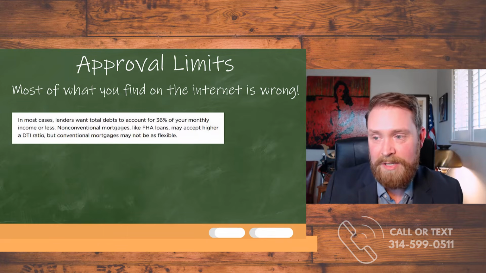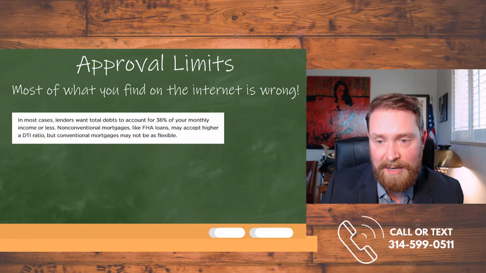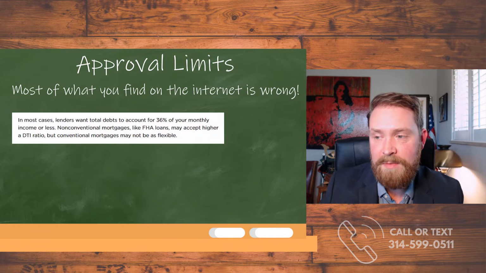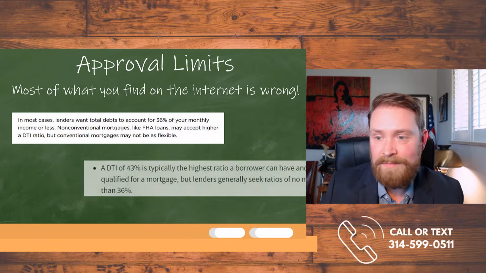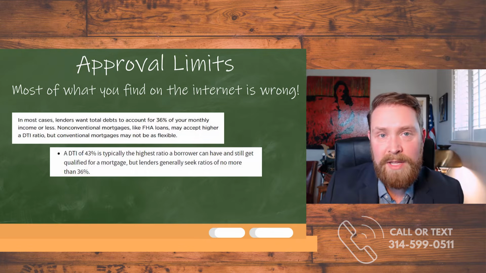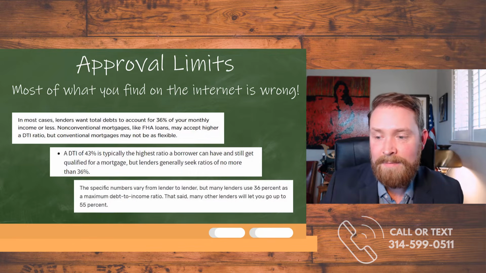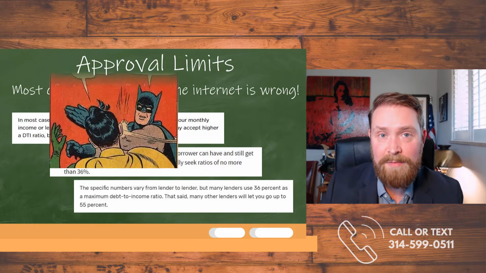In most cases, lenders want total debts to account for 36% of your monthly income or less. Non-conventional mortgages, like FHA loans, may accept a higher DTI ratio, but conventional mortgages may not be as flexible. Not correct. A DTI of 43% is typically the highest ratio a borrower can have and still get qualified for a mortgage, but lenders generally seek ratios of no more than 36%. Finally, the specific numbers vary from lender to lender, but many lenders use 36% as a maximum debt-to-income ratio. That said, many other lenders will let you go up to 55%.